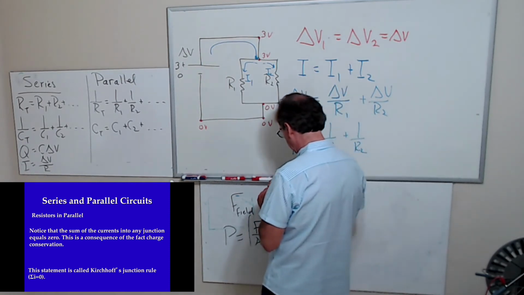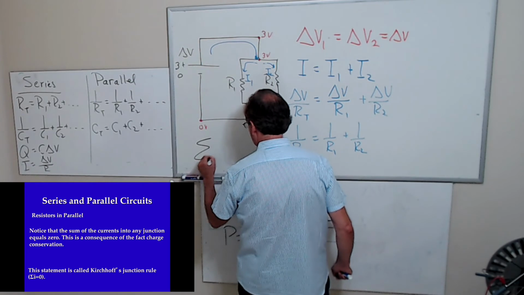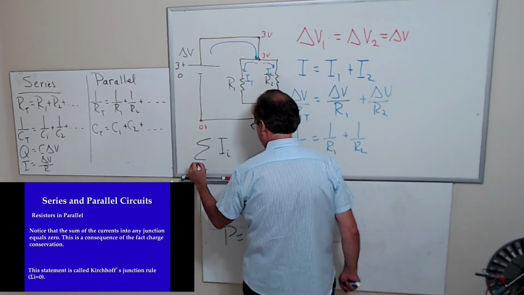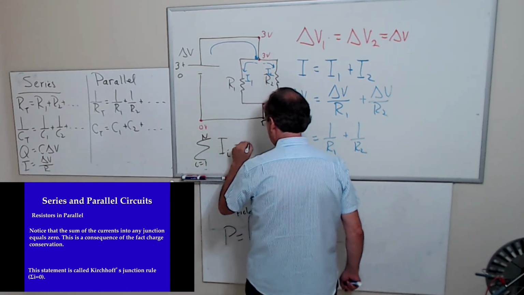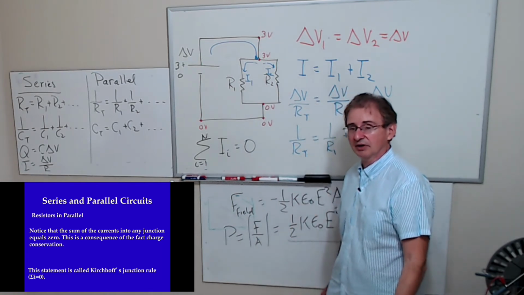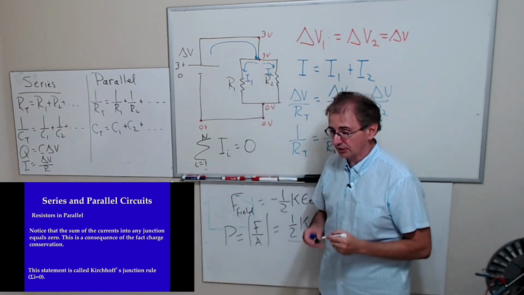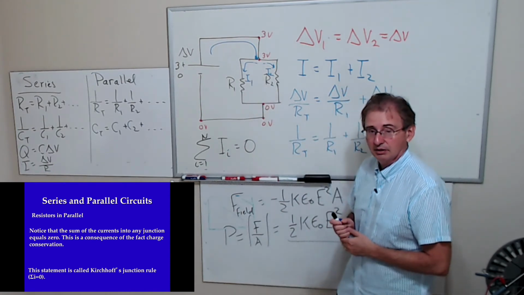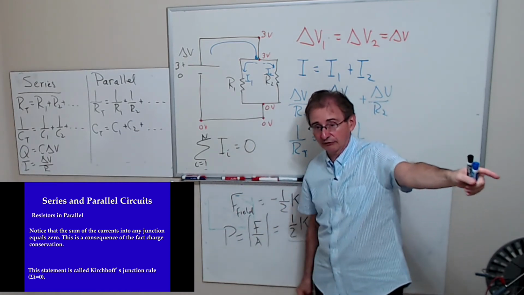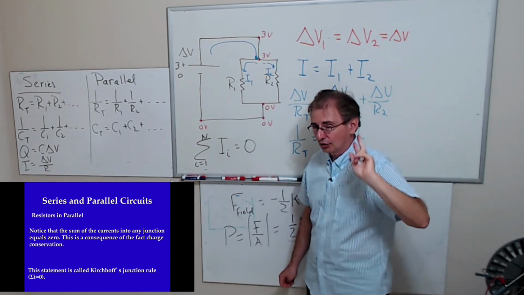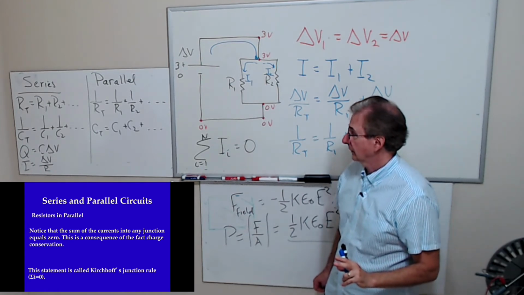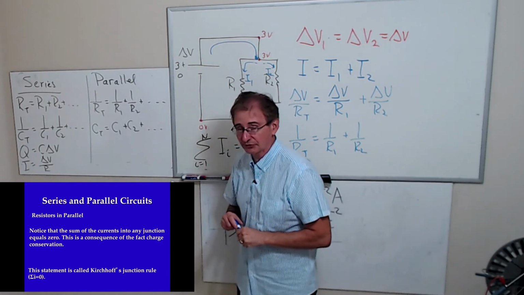Basically, the sum of the currents entering a node equals the sum of the currents leaving a node, or just the sum of the currents at a node equals 0. This law and the previous law, the loop rule, used together will allow you to solve any circuit. These two only allow you to solve certain types of circuits.